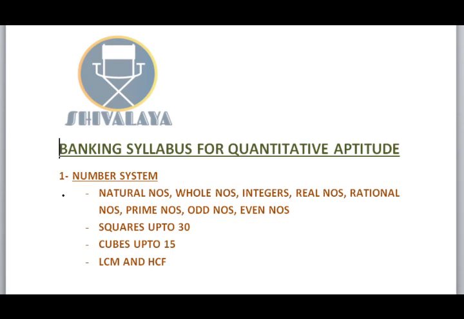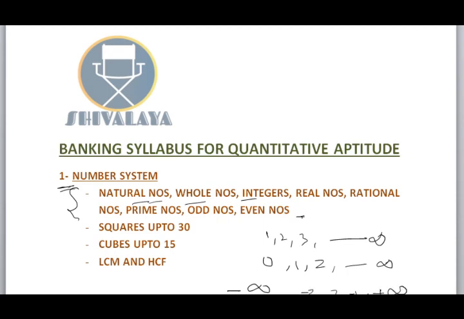So let's start. First thing that we need to know while starting preparation is number system. These are the numbers that we need to know: natural numbers, whole numbers, integers, real, rational, prime, odd and even numbers. So what are natural numbers? Natural numbers are numbers that start with 1 and go up to infinity without decimals. Whole numbers start with 0 and go up to infinity, that too without decimals. Integers are all numbers from minus infinity to plus infinity, and this also does not include decimals. Real numbers are all numbers from minus infinity to plus infinity, including decimals.